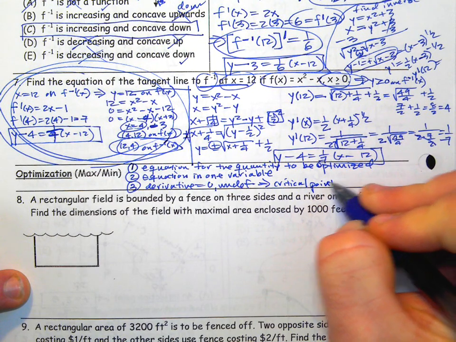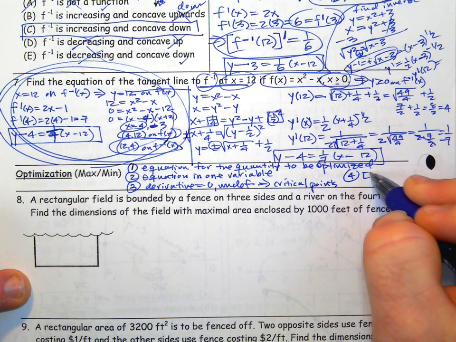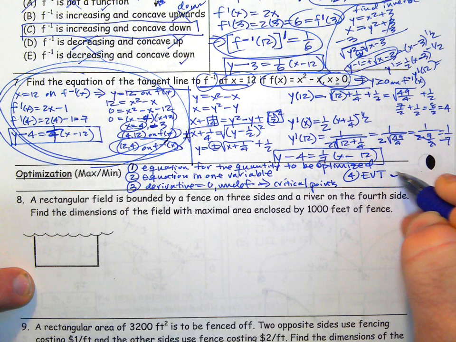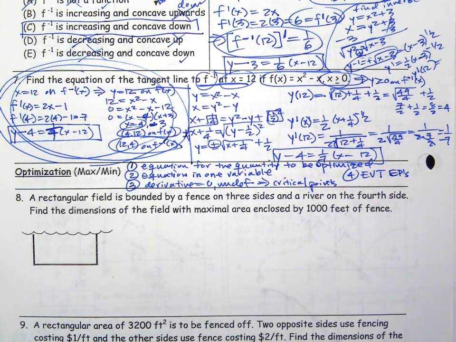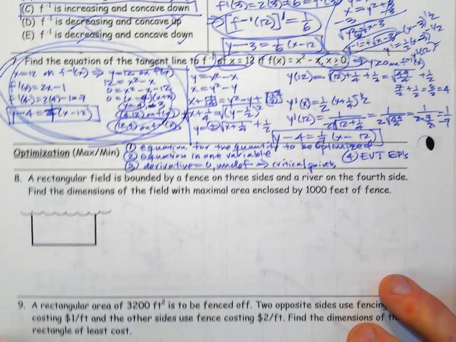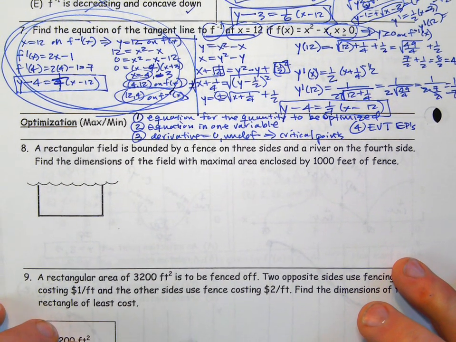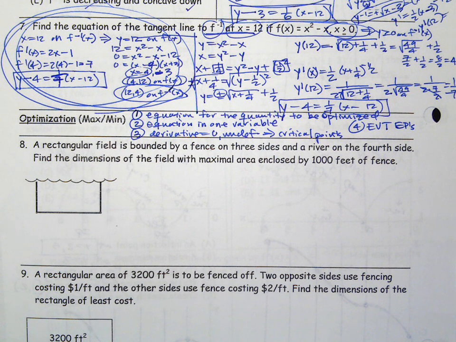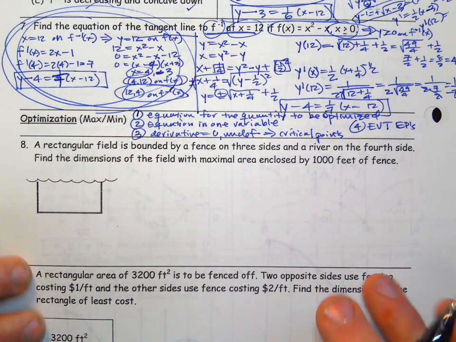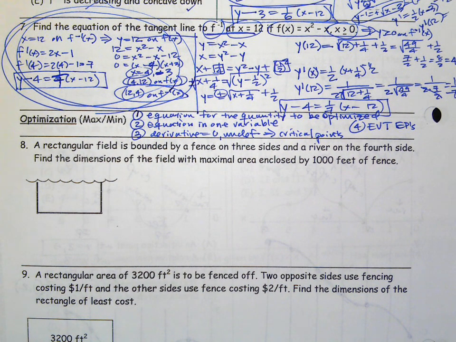Number 4, we're going to finish EVT: endpoints, critical points, table, write your answer. So those are the major steps. Essentially, optimization problems are EVT problems applied to real world problems, but a lot of times the biggest challenge of optimization is the lack of an equation to start with. And that doesn't really involve calculus. That usually involves geometry and just algebra steps to get there. So let's try a couple. We'll do 8 together.